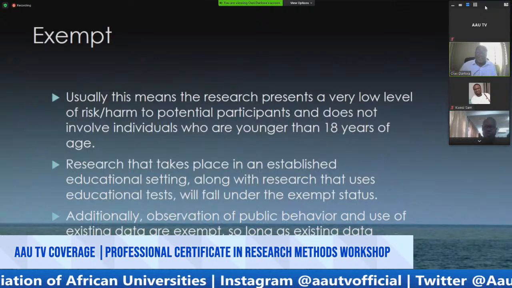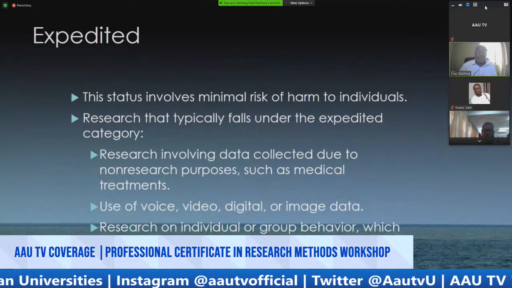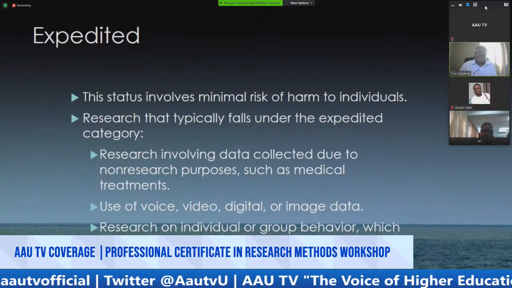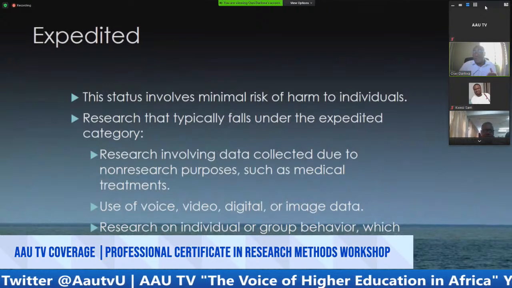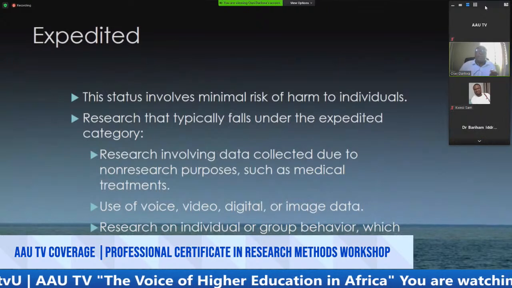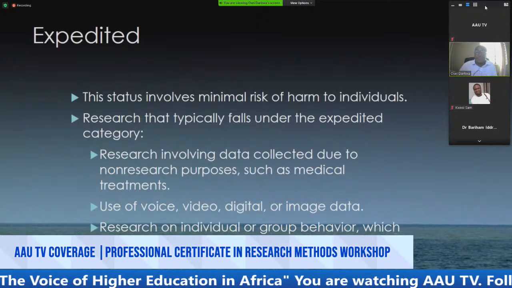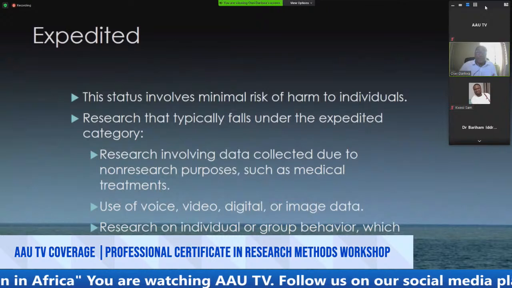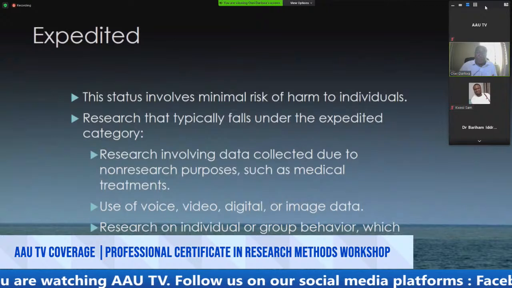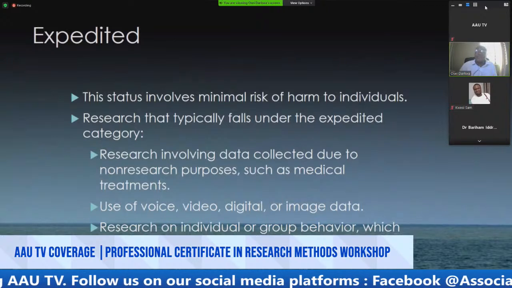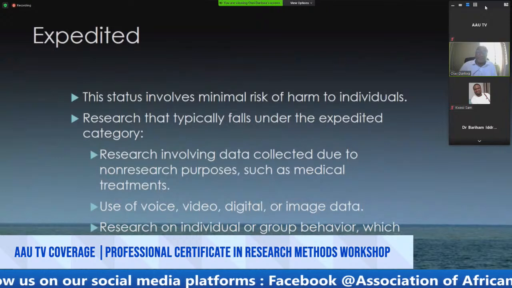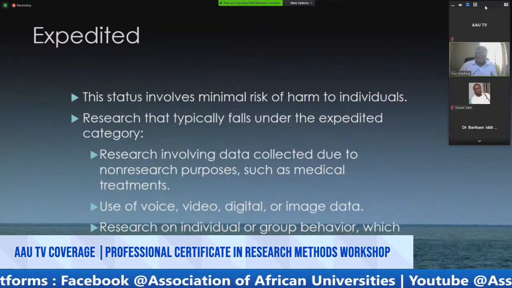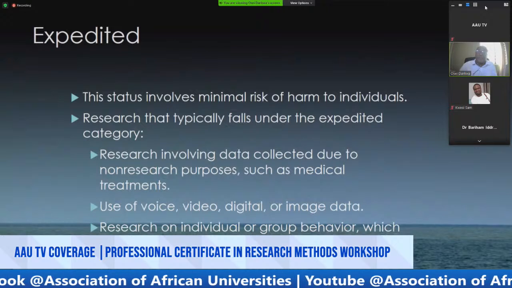So you can apply for exempt status, and the second level of review is called expedited. Again, it's based on the level of risk. So this status involves minimal risk of harm to individuals. Research that typically falls under this is research involving data collected for non-research purposes, such as medical treatments. Sometimes people collect data and use it for a different purpose, or use of voice, video, digital, image data. Sometimes you want to do recording of people and stuff like that.